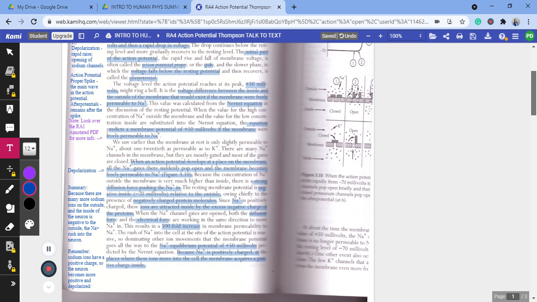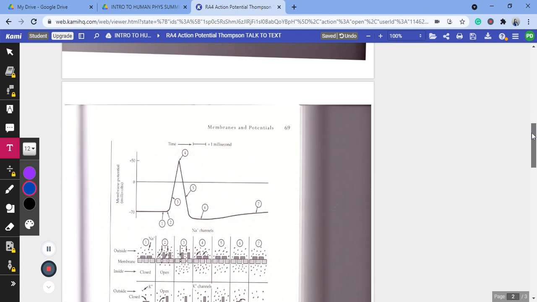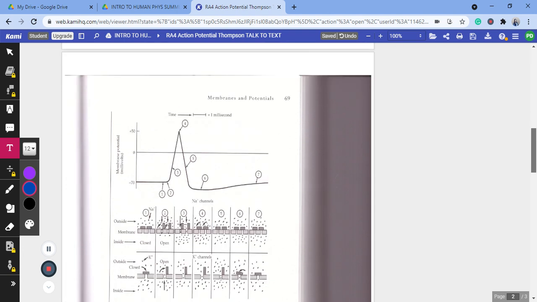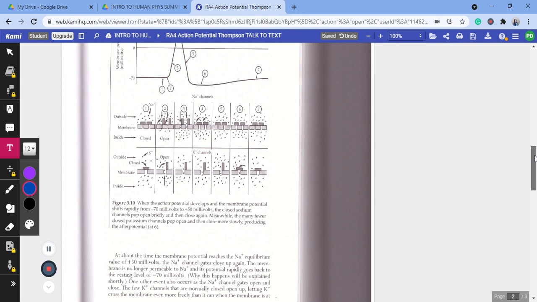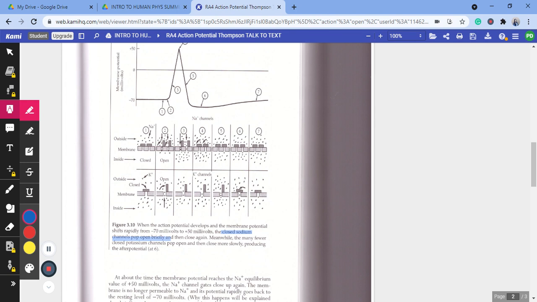So we're done for the page 68 chapter 3 section. We'll move on to page 69, which is about membranes and potentials. Here we have figure 3.10. When the action potential develops and the membrane potential shifts rapidly from negative 70 millivolts to positive 50 millivolts, the closed sodium channels pop open briefly and then close again. So this happens when the action potential develops and the membrane potential shifts rapidly from negative to positive.